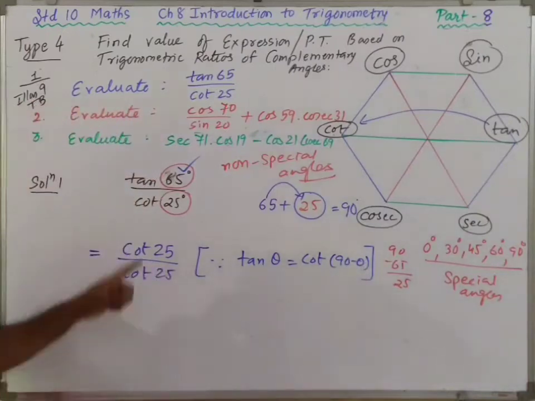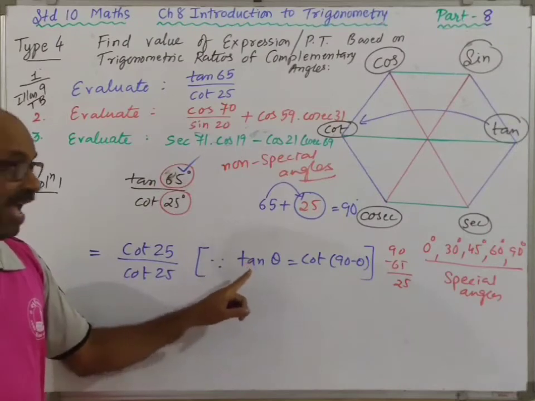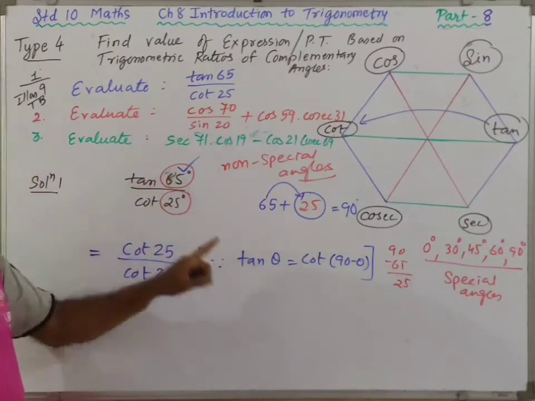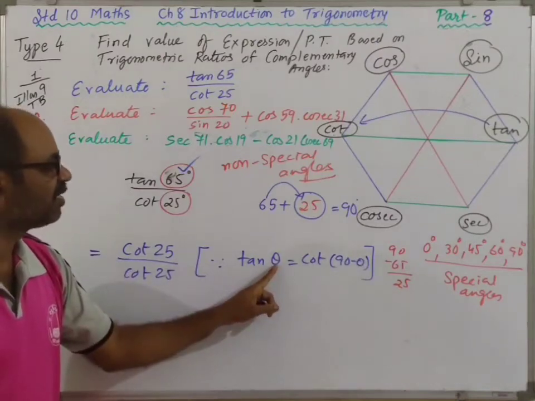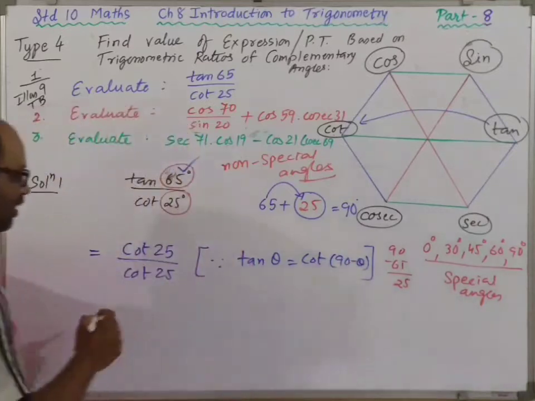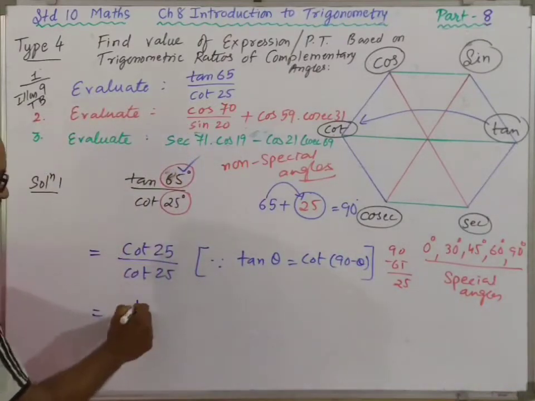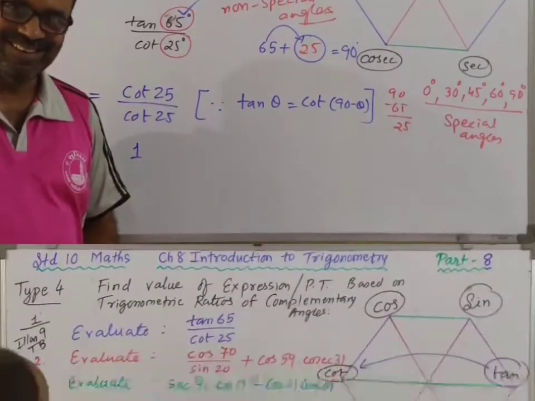Alright? Now take theta, don't take this 65, the angle that is here is not to be taken here. tan theta is cot 90 minus theta. So this is 65, this is 90 minus 65, that is 25. So you have to write this. Now this cancels and that is equal to 1. So the value is 1. Got it?